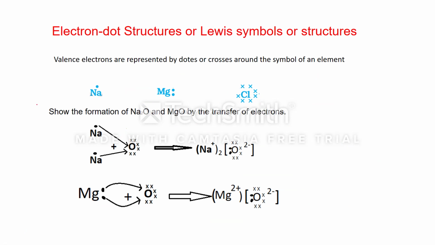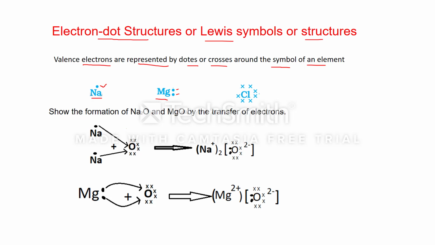Now see some more structures. Electron dot structure or Lewis symbols or Lewis structures. What is the meaning of this? Valence electrons are represented by dots or crosses around the symbol of an element. Such a representation is known as electron dot structure. Now just see sodium. It has one electron in its outermost shell, represented by one dot. Magnesium, Mg, this is the symbol, and magnesium has two electrons in its outermost shell, that's why these two dots.